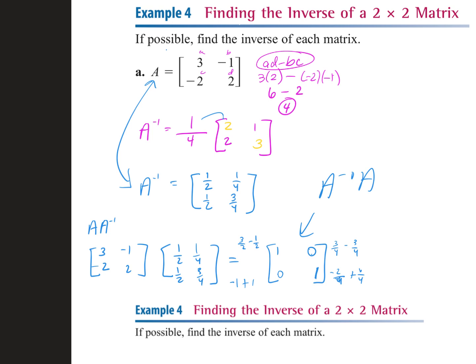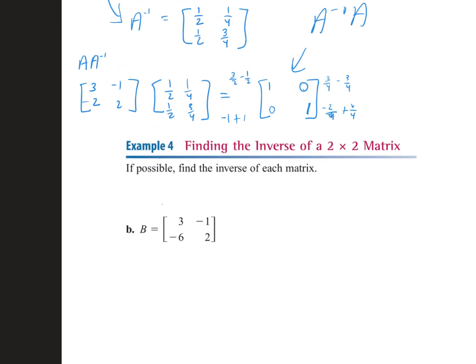Yes, sir? There can't be multiple inverses. No. Good question. But you can check every single time. If you find an inverse and you want to verify that they are, multiply the original by the inverse and then the inverse by the original. And you should get the identity matrix every time. It has to work both ways. All right, let's do the last one.